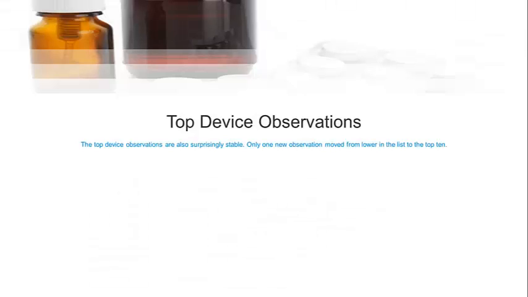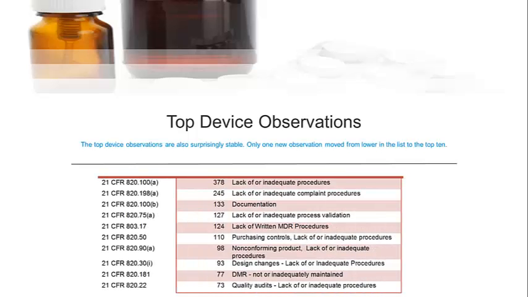Next we move to the top device observations, and the top device observations are also surprisingly stable. Only in this case one new observation moved from lower in the list to the top 10. So this category, as long as we've been working in this area, has been unchanged. We continue to see these same processes being identified as the most common violations. Again, these are all process-oriented, related to record keeping and documentation, and this is a way that we can proactively look at this list and develop changes.